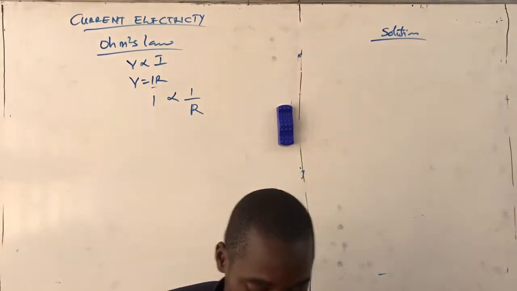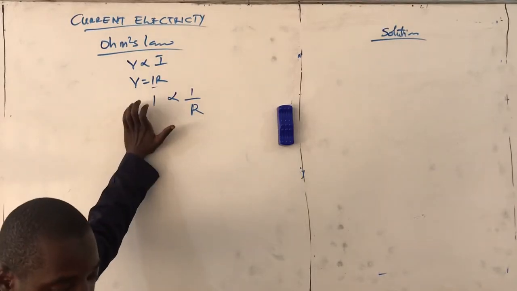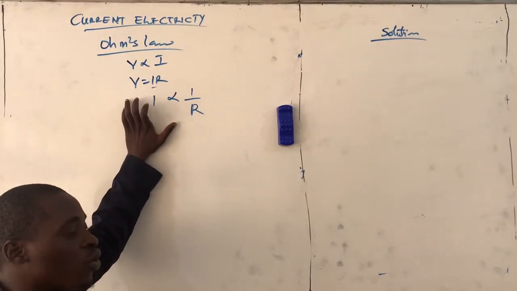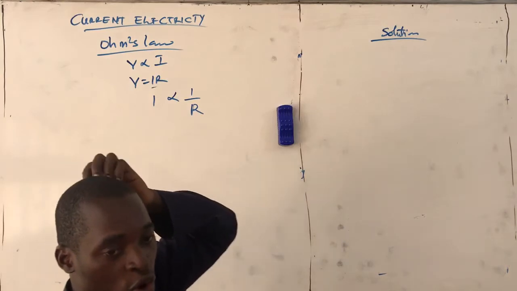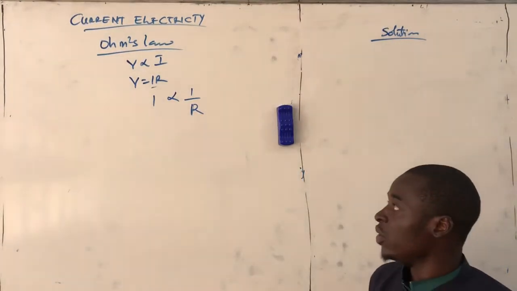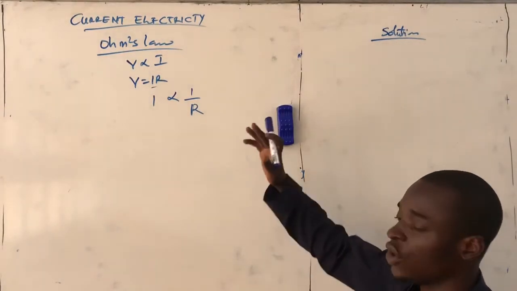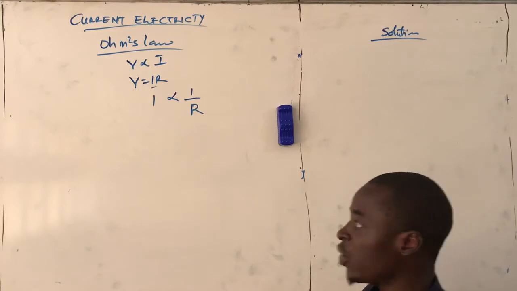Now, also in this, we have what we call ohmic and non-ohmic conductors. These ohmic and non-ohmic conductors are conditions for Ohm's law to occur. So, in this course, we are just going to tell you the difference between the ohmic and non-ohmic conductor.